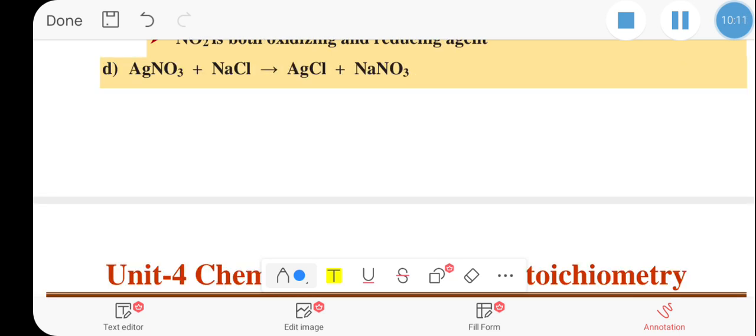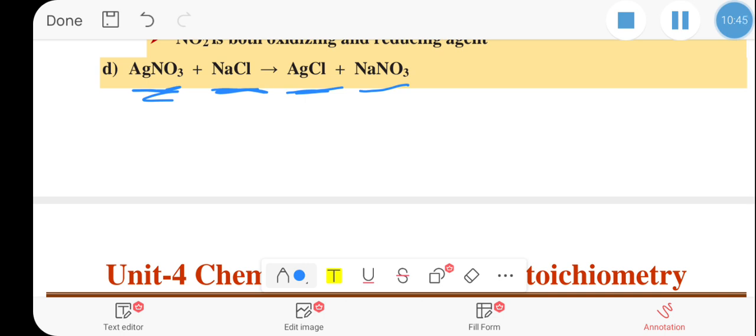The fourth question, silver nitrate reacts with sodium chloride. Silver chloride plus sodium nitrate are produced. When we see this type of reaction, it is a double displacement reaction. Most of the double displacement and acid base reactions are not redox reactions.